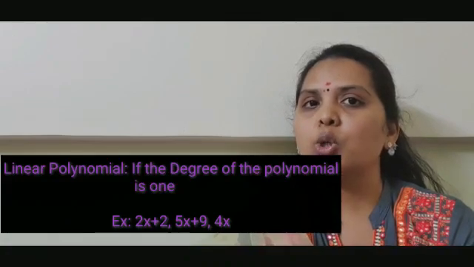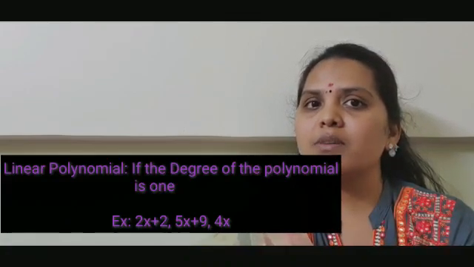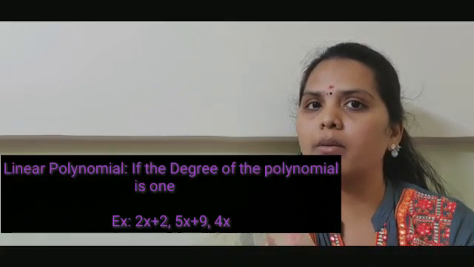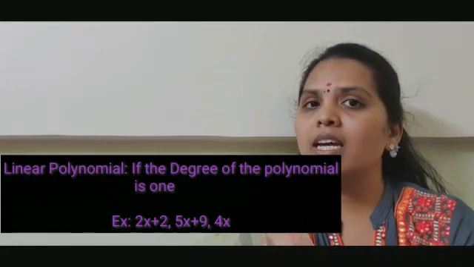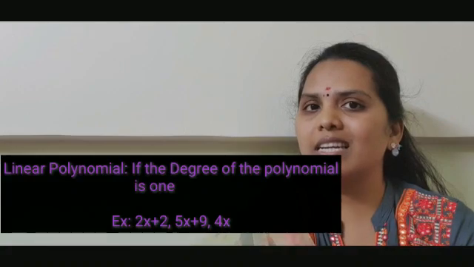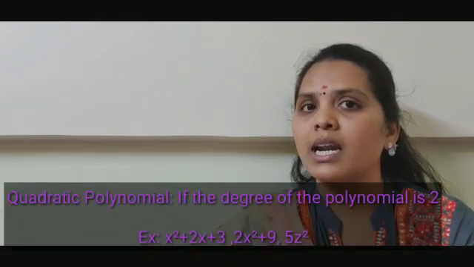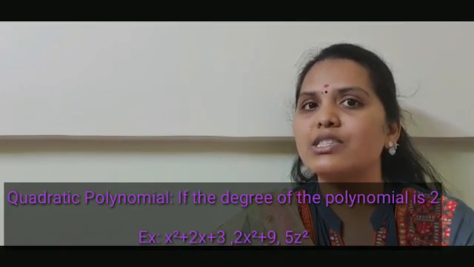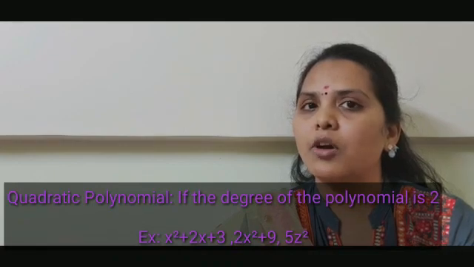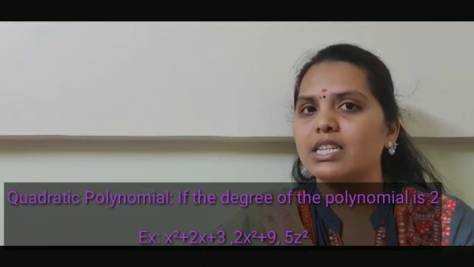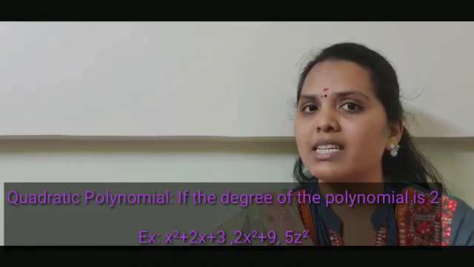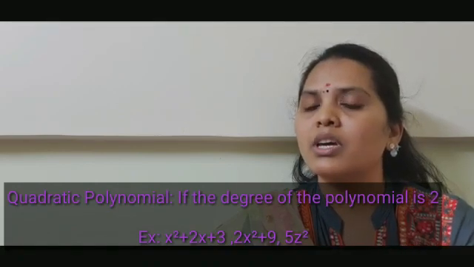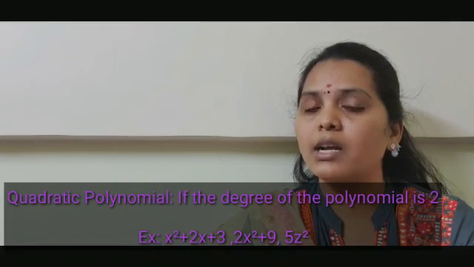Let's take one example: 2x plus 2. The degree of this complete algebraic expression is 1, and it is a polynomial. So this type of polynomial we call a linear polynomial. Next one, quadratic polynomial. If the polynomial degree is 2, then we call that polynomial a quadratic polynomial. Let's take an example: x square plus 2x plus 3. What is the degree of this complete polynomial? 2. So if the degree is 2, we call it a quadratic polynomial.